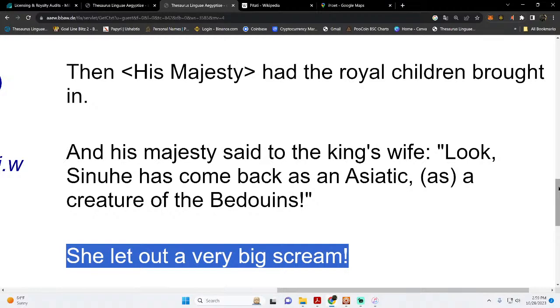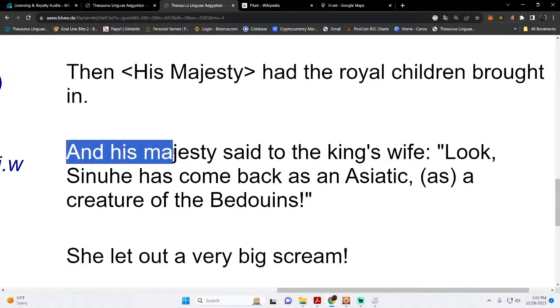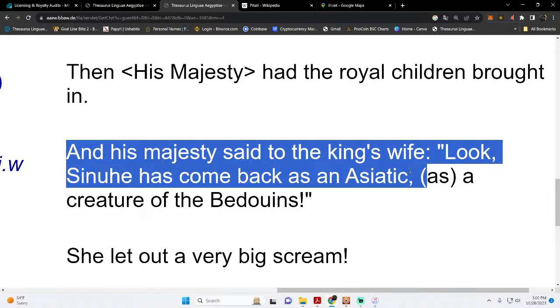See, I just go look to see what the Egyptians thought about them. And I do the same thing to the people to their south, the people to their east, the people to their west, the Mediterranean to their north. So we looking at this. She let out a scream. Why she screaming? Because the Egyptian is now an Asiatic. But look, the king gonna help her out. And his majesty said to the king's wife, look, this fool Sinuhe came back looking like a damn Asian. A Mediterranean.